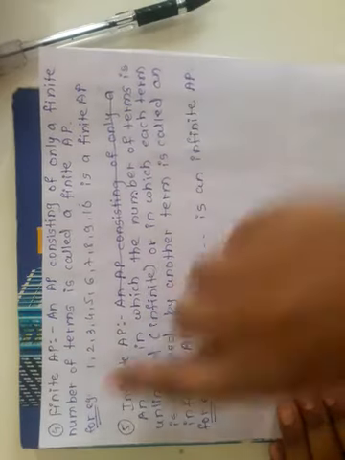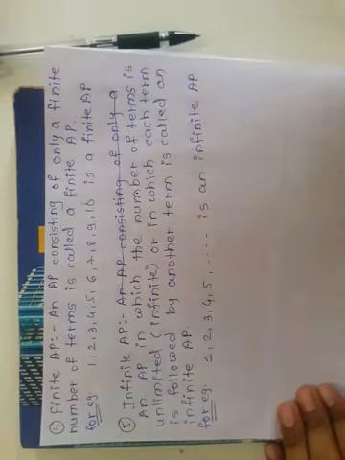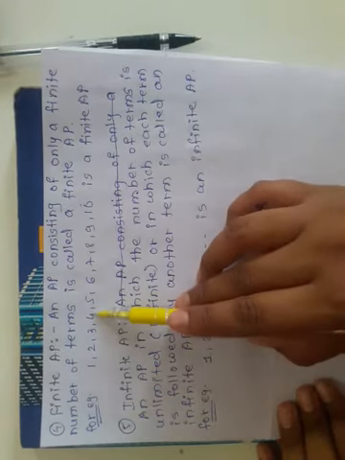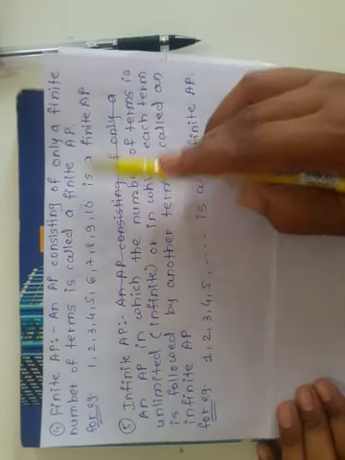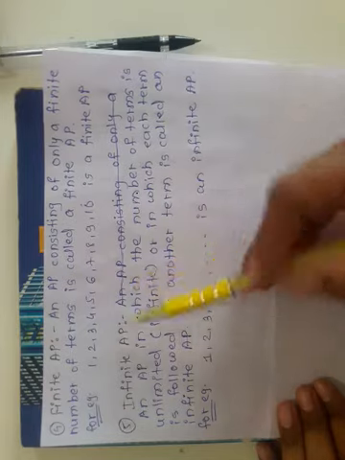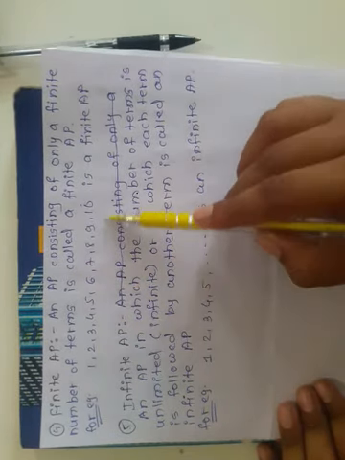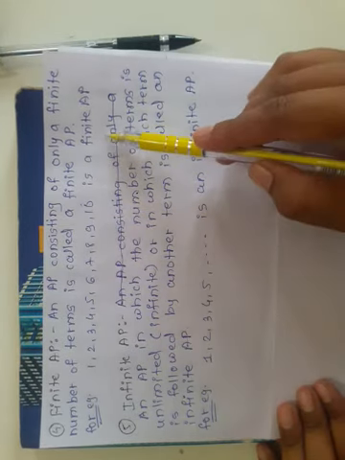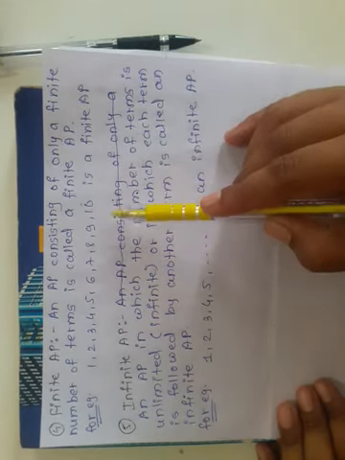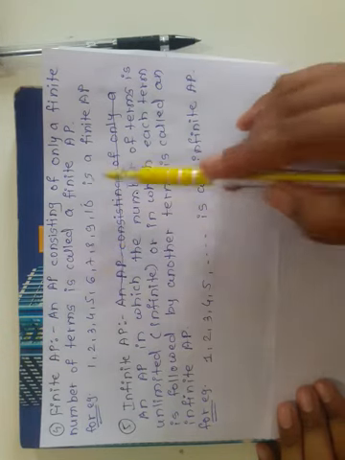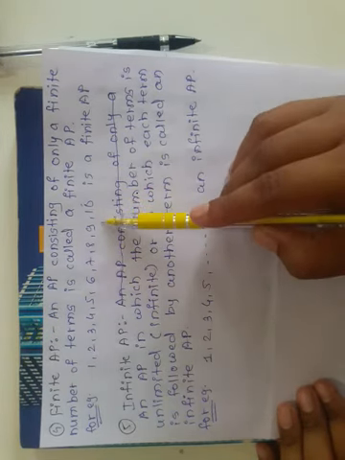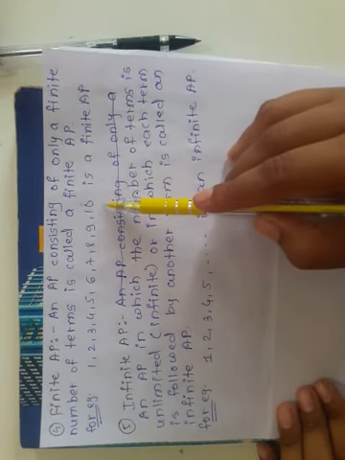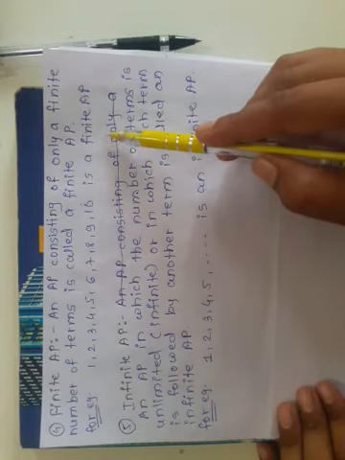Now our next definition is finite AP and infinite AP. So what does finite AP mean? An AP consisting of only a finite number of terms is called a finite AP. That means countable terms which we can count, like 1 to 10 terms, or 1 to 100 terms, we can count them. The AP whose last term is present, or existing, we call a finite AP.